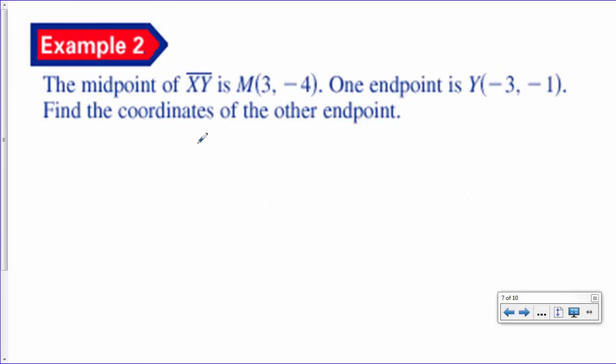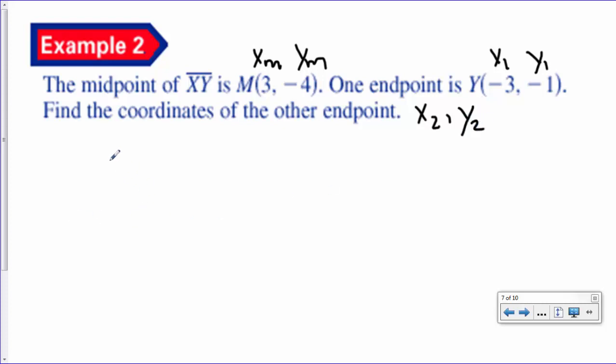Here's a different example. This time we're given the midpoint. Our midpoint has coordinates of 3, negative 4. This becomes my midpoint for x, and this is my y midpoint value. I'll label them xm, ym. We also know one endpoint. I'll call this the first endpoint, x1, y1. We're going to be finding the coordinates of the other endpoint. So we want to find x2 and y2.